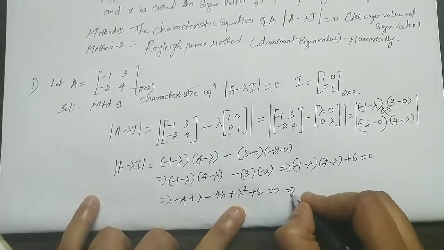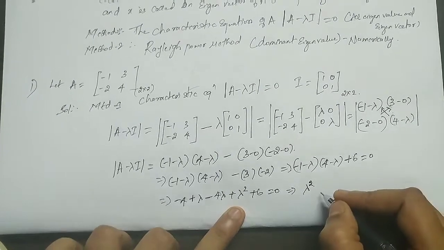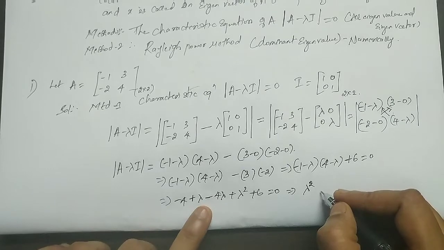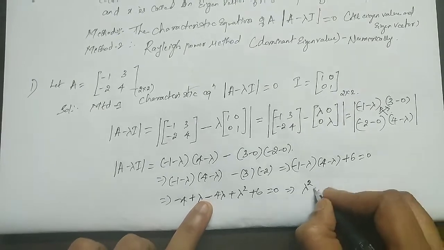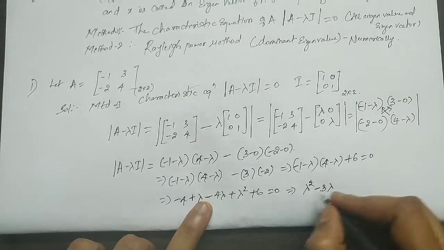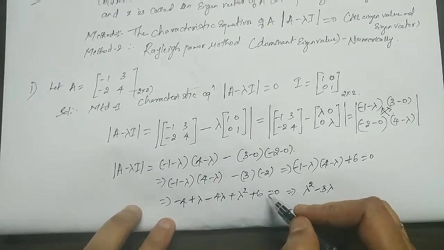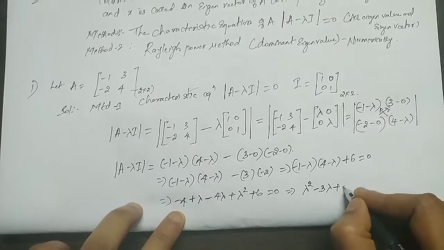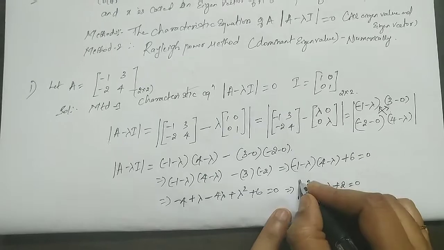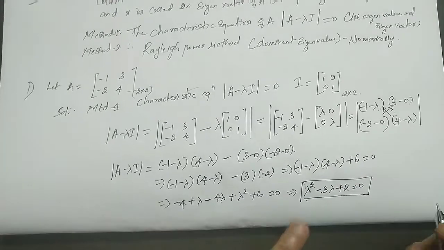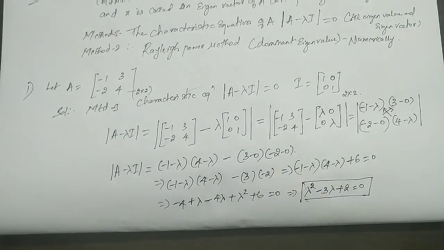So the highest power is lambda square. I am taking it first. Next power is lambda. Here I have minus 4 lambda and here we have plus 1 lambda. So we get minus 3 lambda. Minus 4 plus 6, so we get positive 2 is equal to 0. So this is our quadratic equation for the matrix A minus lambda I.